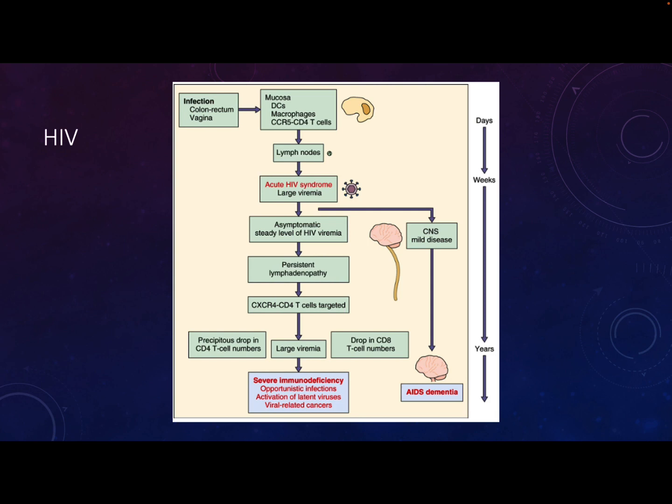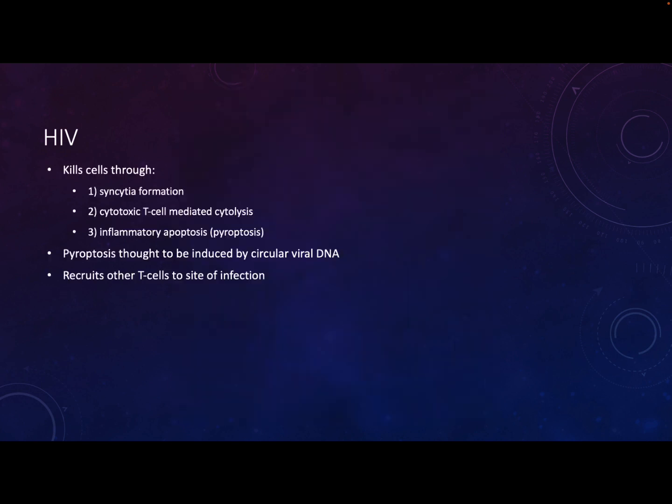Okay. So how does HIV kill cells? One, it can form syncytia, those giant multinucleated cells. You can also get CD8 positive T cells that will come in and go, you're infected, and kill them. And you can have what we call inflammatory apoptosis or pyroptosis, where the cell is trying to undergo apoptosis, but it doesn't do it correctly, because normally it should not be an inflammatory process. So it's trying to do it right, but it can't quite do it right, and so you'll have some extra tissue destruction. And that's thought to be induced by the circular viral DNA.